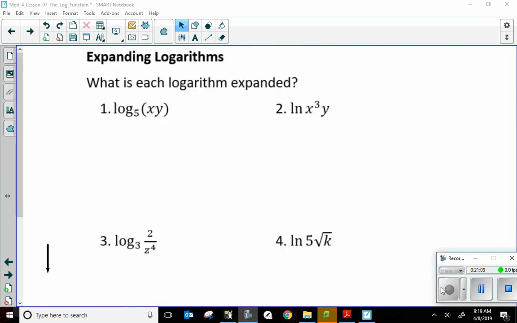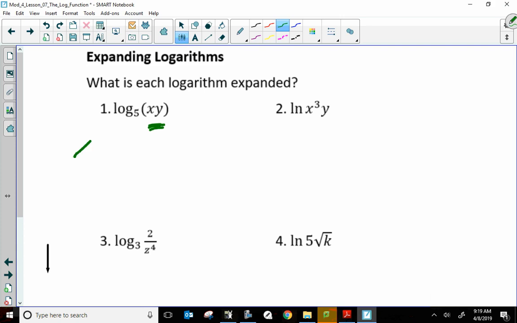Okay, let's do some problems here and see what's happening. We are going to expand these out. Right now we have 1 log. I'm going to expand these out. What's my rule if I'm multiplying them? I can turn them into addition. It's the log base 5 of x plus the log base 5 of y. If I'm multiplying these two, I can expand them out into addition.